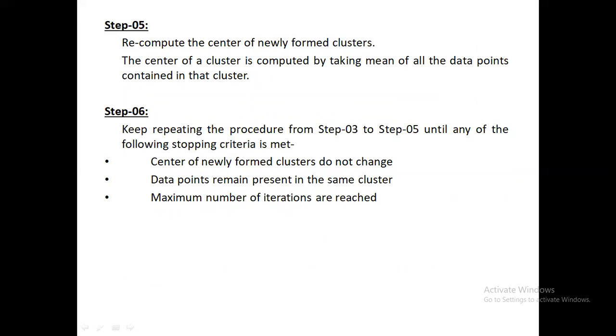In step 5, we recompute the center of the newly formed clusters, and the center of a cluster is computed by taking the mean of all the data points contained in the cluster. In step 6, we keep repeating the procedure from step 3 to step 5 until any of the following stopping criteria is met: the centers of the newly formed clusters do not change, data points remain in the same cluster, or the maximum number of iterations is reached. These are the stopping criteria for our algorithm.